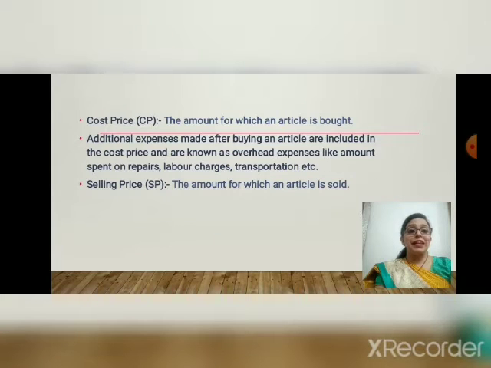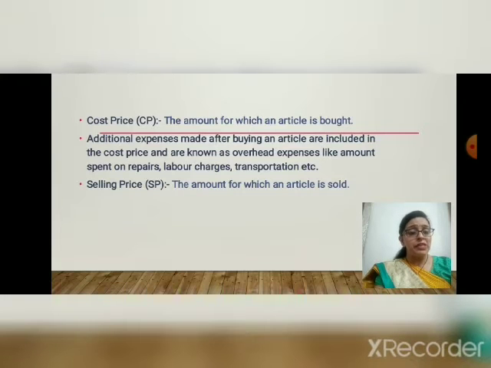Next, cost price, that is CP, the amount for which an article is bought. When you go to the market and purchase something, the amount you have paid to the shopkeeper is the cost price for you. And additional expenses made after buying an article are included in the cost price. Additional expenses, what kind of expenses? I am giving you a hint. When you are purchasing a car and then you are adding a stereo and so many accessories to it, these are called additional expenses. So that is also included in the cost price.